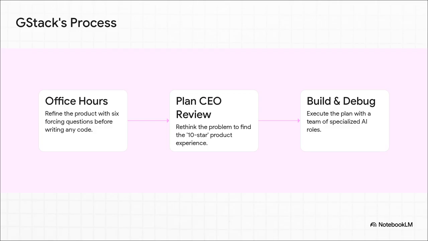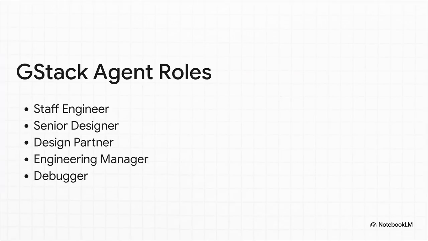It actually mirrors the Y Combinator method, forcing you to first refine your idea with these really tough questions, then aim for a 10-star product experience, and only then do you move on to building with a team of specialized AI agents. And this is that core concept in action. See, instead of one generic AI, you get a team. The agent is given specific directions to act as a staff engineer, or a senior designer, or a debugger. It's really prompt engineering at its absolute finest, breaking down a huge, complex task into these very specialized roles.